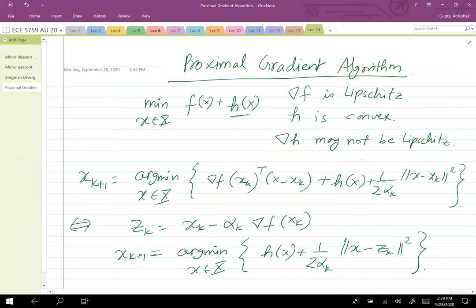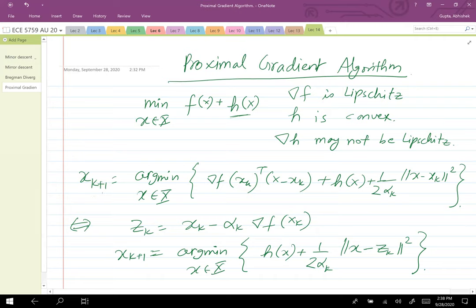Or alternatively, solving this minimization problem with just h(x) may be much easier than solving the minimization problem with gradient of f plus gradient of h transpose (x minus x_k). So therefore, you want to exploit this inherent structure within your optimization problem to simplify the overall algorithm. Okay, so that's why this method, proximal gradient method, is useful.